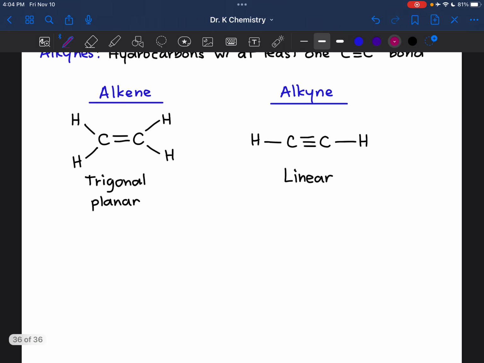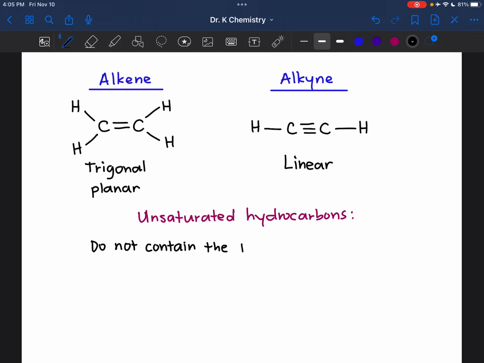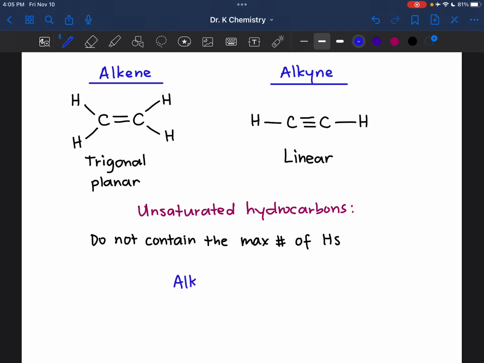Both alkenes and alkynes are examples of unsaturated hydrocarbons, because they do not contain the maximum number of hydrogens that they could possibly have. So for example, if we were to compare these to alkanes, we say that alkanes are saturated because they contain the most hydrogens that you could possibly attach to a carbon.